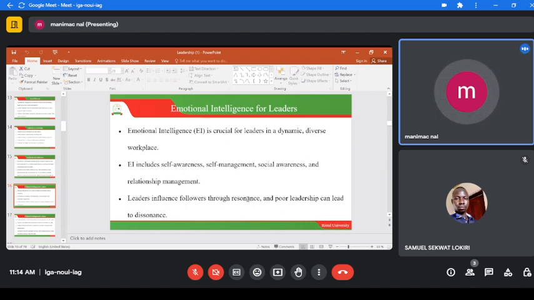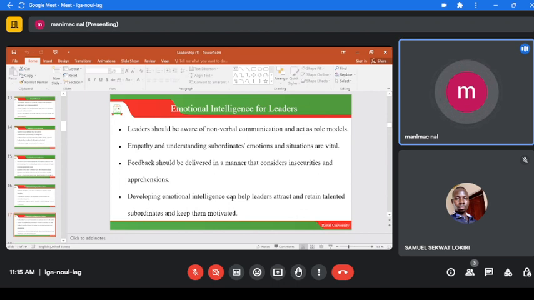Leaders also influence followers, and even poor leadership can lead to dissonance, whereby if you're a very poor leader, then people are not going to follow you. Okay, but if you are a good leader, then you may influence many other things. Further still, leaders should be aware of nonverbal communication. Most of the time the people whom you represent are not going to respond or talk to you, but we believe there are other ways for individuals to communicate, which is nonverbal communication. So a very good leader must be aware of nonverbal communication and also act as a role model for the people that he is leading.